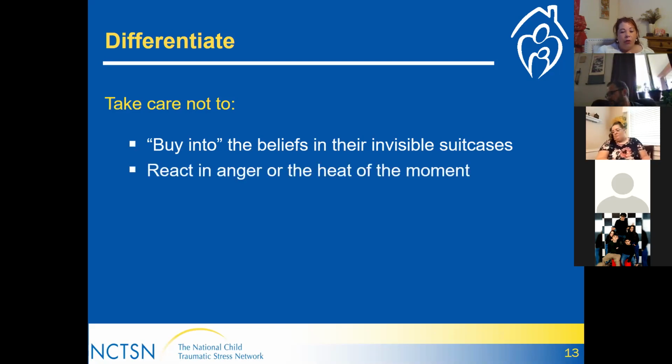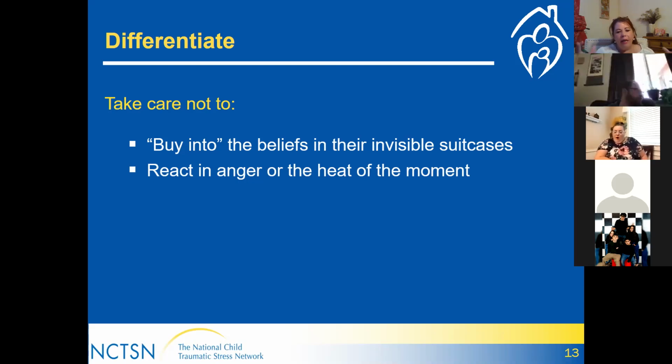React in anger or the heat of the moment. This is a hard one, especially, we go back to that example of the girl cursing her foster mom. When a child is cursing me, that's not my best moment. I tend to get elevated. I tend to get a little bit heated, thinking, how dare they be so disrespectful?